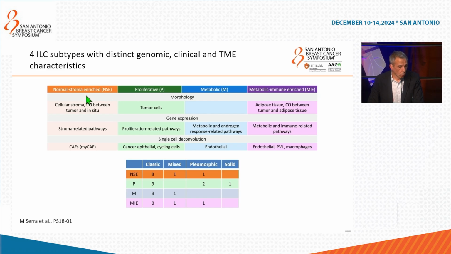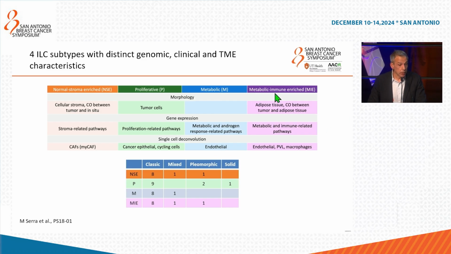So here, for instance, the normal stroma enriched are lobulars that contain more stroma and fewer tumor cells. In terms of gene expression, more stroma-related pathways, of course. In the single-cell deconvolution, more CAFs, and particularly myCAFs. But again, this is within the lobulars, not between ductals and lobulars. Proliferative tumors have more tumor cells, signatures associated with proliferation, and in the single-cell deconvolution, more cycling cells. In metabolic, in terms of gene expression, more metabolic pathways and activation of the androgen receptor, and in single-cell deconvolution, more endothelial cells, which maybe points towards more angiogenesis.